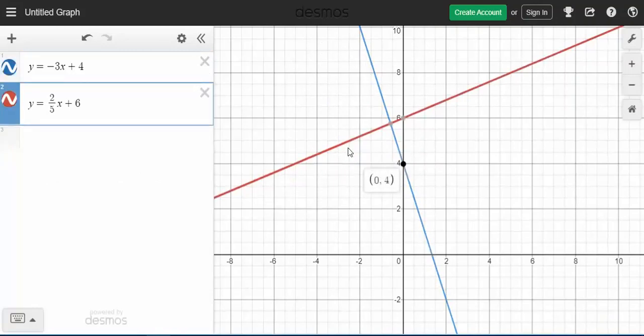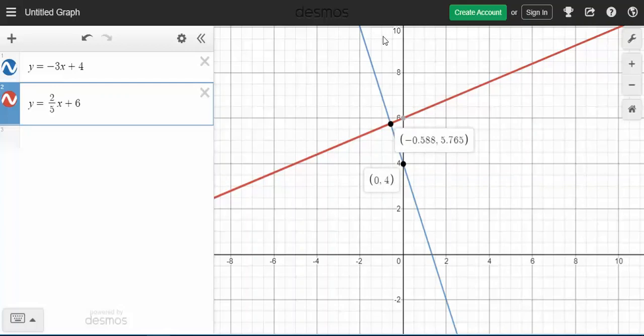Here's our red line. And if we graph their intersection, we find where they intersect, you get the point (-0.588, 5.765). And of course, Desmos is going to round to 3 decimal places, so we don't know if this is the exact answer or a rounded answer.